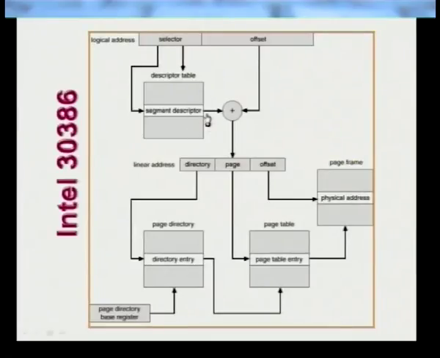Therefore, this segment descriptor which is now identified is taken and compared with the offset, and the corresponding page number is identified. This page is actually reserved for future use. Now, the address generated would contain 2 parts.